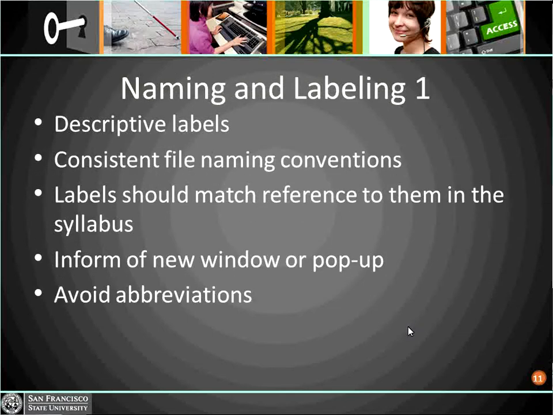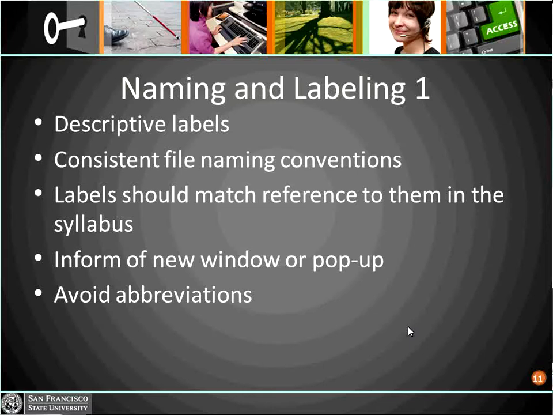Okay, so naming and labeling. Be very descriptive with your labels, whether they're assignments, titles, resources. Description is very important. Consistent file naming conventions. So making sure that you're labeling things in a very ordered and consistent way where, for example, you might have, let's say, assignment 1, assignment 2, assignment 3, have it in some hierarchical and just very consistent order.